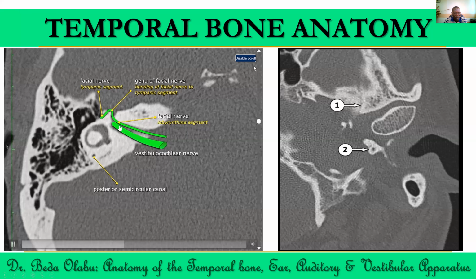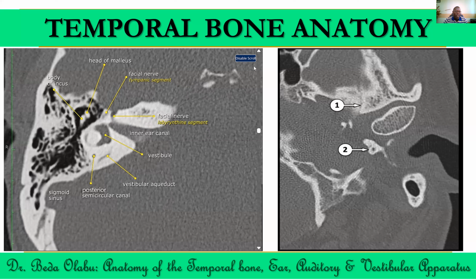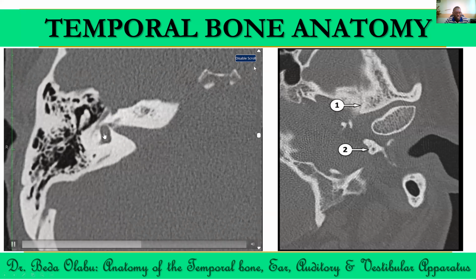The vestibulocochlear nerve is also a content of the internal auditory meatus. Remember that. This is a slightly lower level, and we are seeing the ice cream cone appearance in the epitympanum: the head of the malleus and the body of the incus there. We can also see some segments of the facial nerve. Importantly, we've also seen the vestibule there.